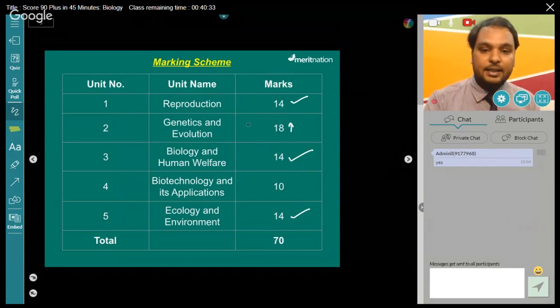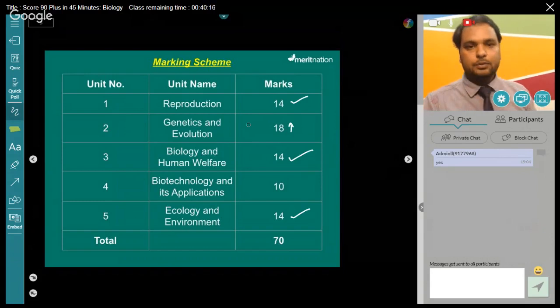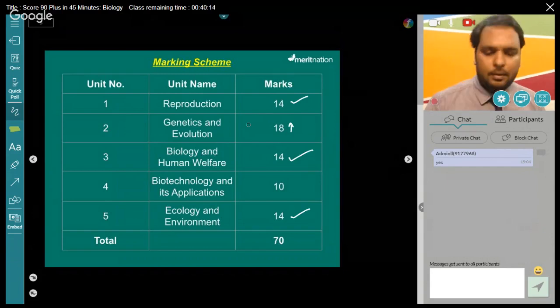Next is your reproduction, that is the first unit. It has only 4 chapters. First is very easy, second is plant, third is animal, and last is human health, which talks about a lot of different scenarios of contraceptives and abuses and all those things. So these are very, very important.